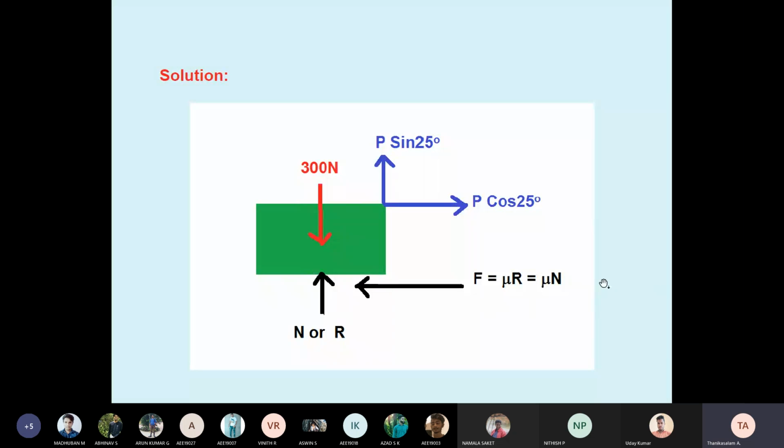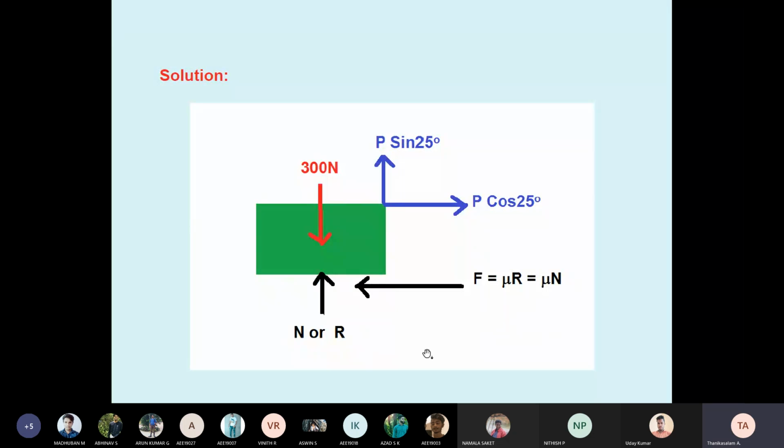Why is friction on the left side? Because the body is moving under P cos 45, the pulling force toward the right side. Therefore, friction is on the left side. I told you, whenever you say friction, you have to write F equals mu R. Okay, so this is the free body diagram.